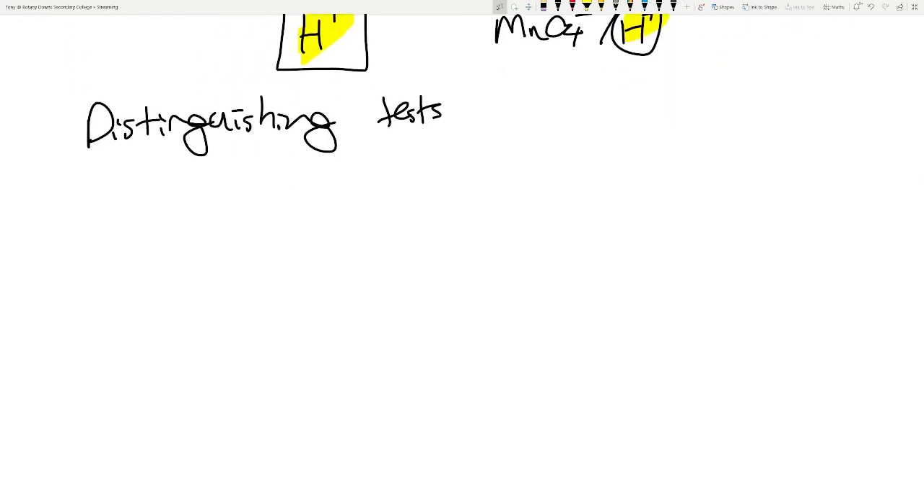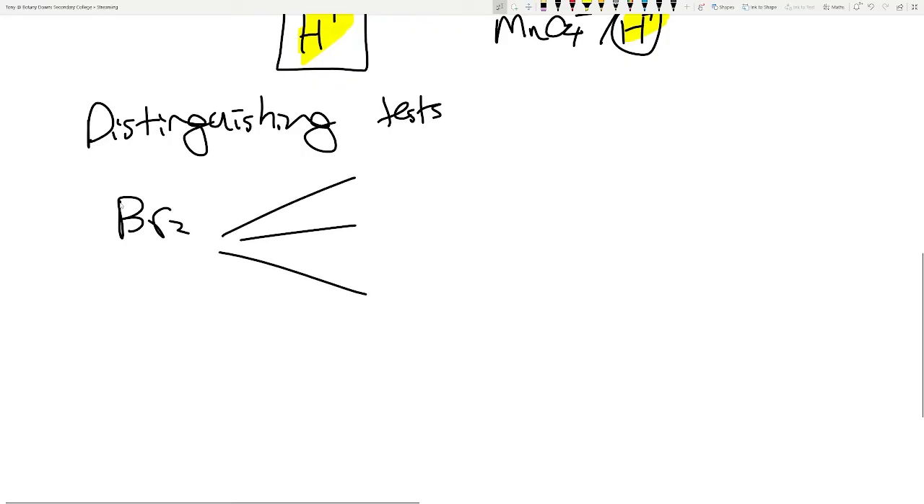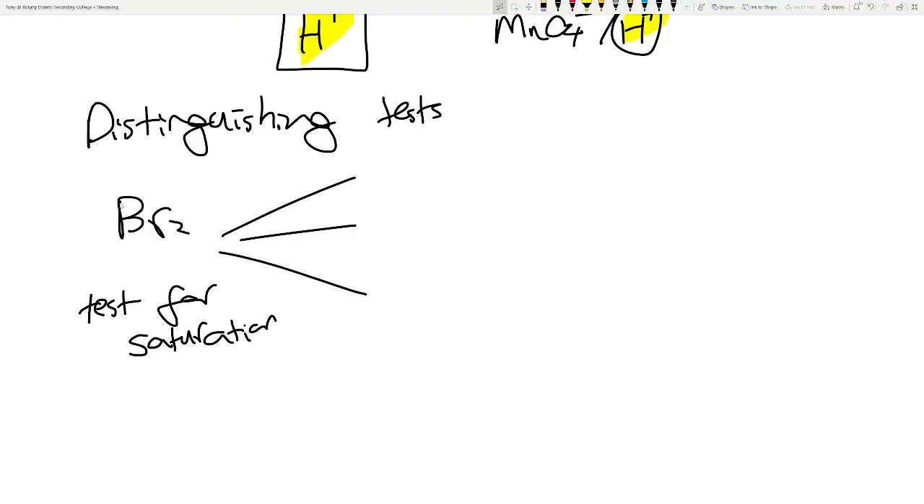All right, so let's go through the distinguishing tests. We've got the easiest one from Year 12: bromine water. Bromine water lets you test for three functional groups. This is a test for saturation or unsaturation, whatever you want to call it. You're looking to distinguish a C=C double bond, a C≡C triple bond, and sometimes even just a C-C single bond. So this works with alkenes, alkynes, and alkanes.